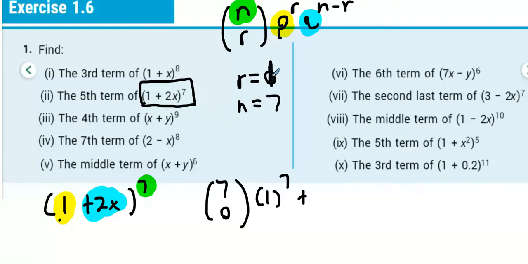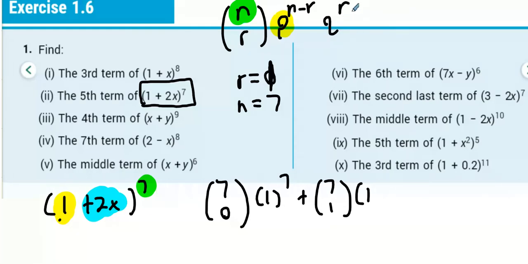Next time we do it, we're doing an r value of 1. So what do we do this time? 7 times 1. What next? Sorry, guys, I just realized something. Look at the top, please. Sorry, it's p to the power of n minus r, q to the power of r. So the n is still 7, r is 1. So what would be the first power here? To the power of 6. And then the q value, which is the 2x, that'll be to the power of 1.